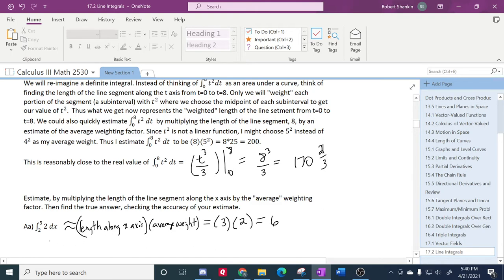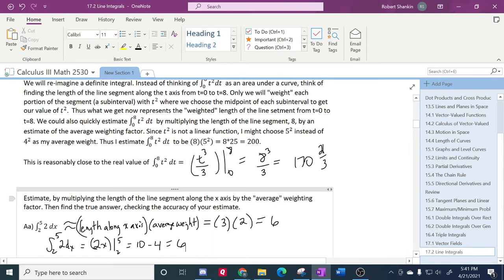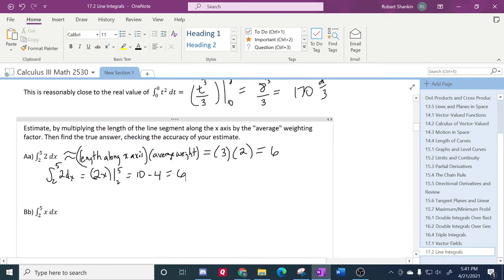So now the exact answer: an antiderivative of 2 is 2x, which is 10 minus 4, which is 6. So we knew we were going to get the exact answer. Right. Hopefully you're getting the idea of this. Do it again on B.